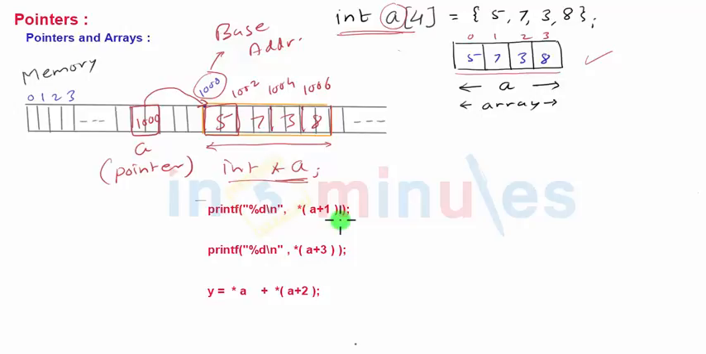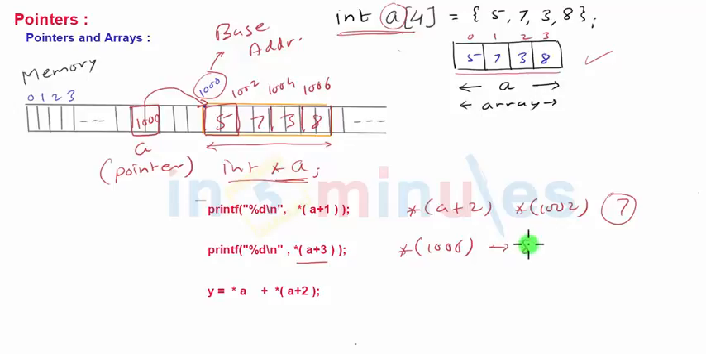So star A plus 1 is actually equivalent to star of A plus 2. So it will be nothing but the content of 1002. So that will be value 7. Again star A plus 3 would be star of A plus 6. So it will be the content of 1006. That is nothing but 8.